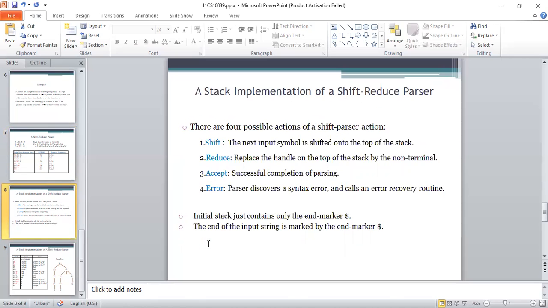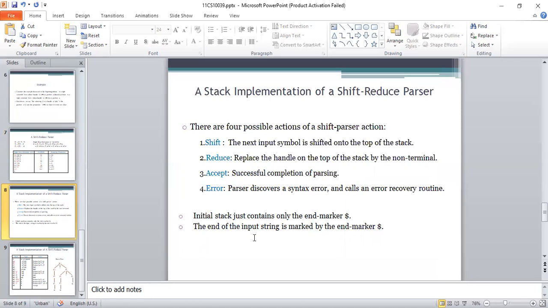So what is the stack implementation of a shift reduce parser? There are four possible actions of a shift reduce parser. First one is shift, second one is reduce, third one is accept, and fourth one is error. First, the next input symbol is shifted onto the top of the stack. Reduce means replace the handle on the top of the stack by the non-terminal. Accept states successful completion of parsing. Error means the parser discovers a syntax error and calls an error recovery routine.